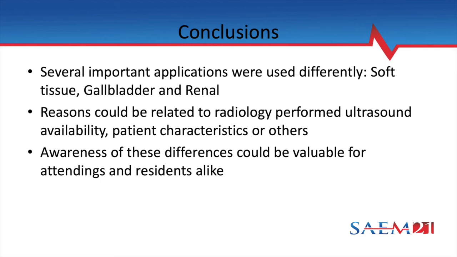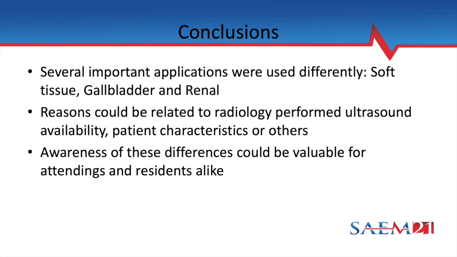Conclusions. Basically, there were several important applications that were used differently, including, as mentioned before, soft tissue, gallbladder, and renal. The reasons for this could be related to radiology-performed ultrasound availability, which varies quite a bit depending on time of day and which specific community hospital a person is working at. Differences could also be related to patient characteristics, patient acuity, or a myriad of other factors.